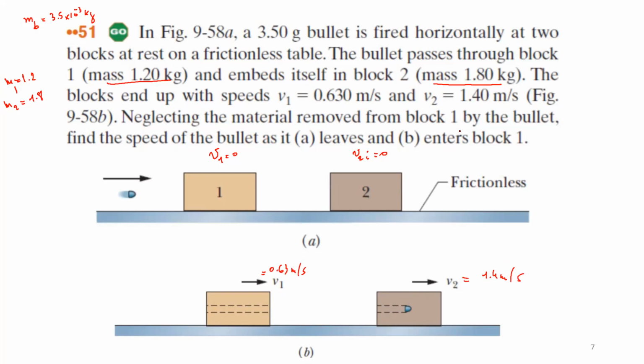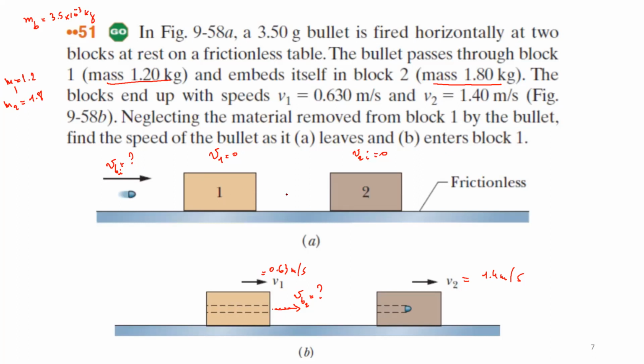Okay, good. So the first question is, find the velocity of the bullet when it gets out of block 1 here. And the second question is, what is the initial speed of the bullet? Here, let me call it VB2, the velocity of the bullet after it gets out of the first block. And the initial velocity of the bullet, let me call it VB initial. These are the two questions. Easy.